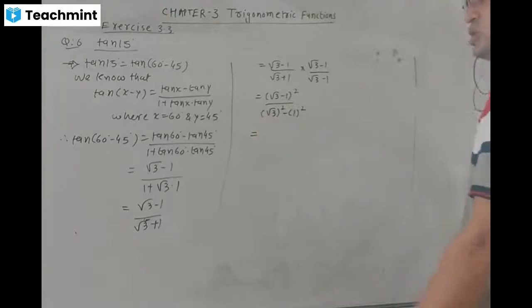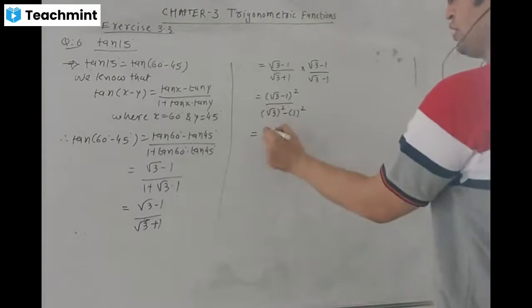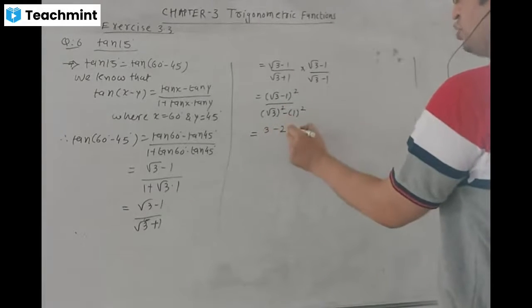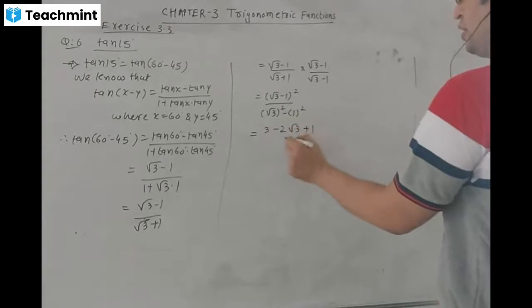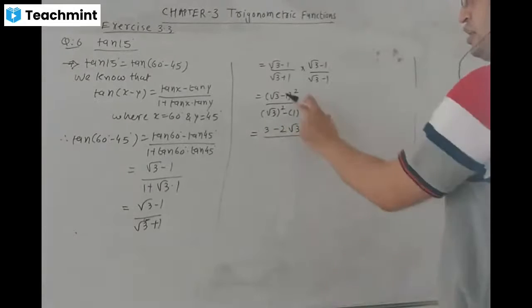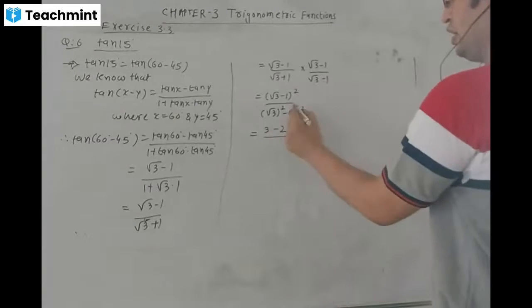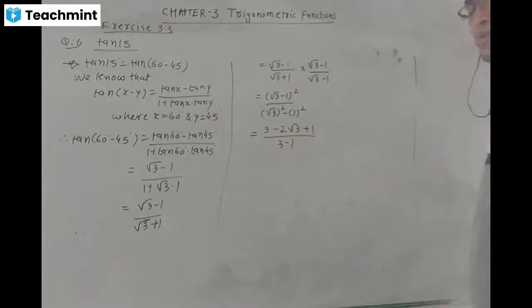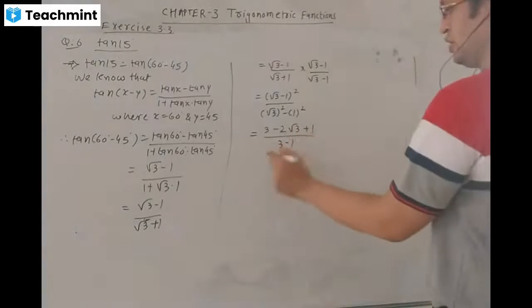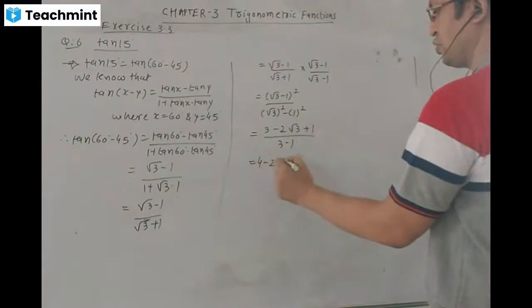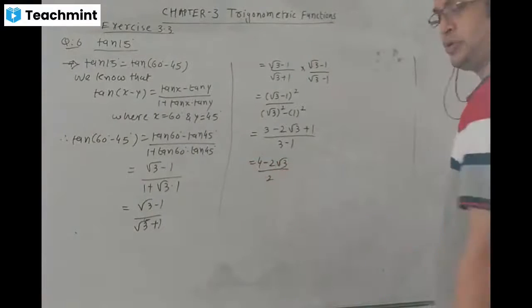Using the (a minus b) whole square identity: root 3 square is 3, minus 2ab, that is 2 root 3, plus b square, that is 1 square is 1. In the denominator, root 3 square is 3 and 1 square is 1, so 3 minus 1... The numerator is 4 minus 2 root 3, divided by 2.